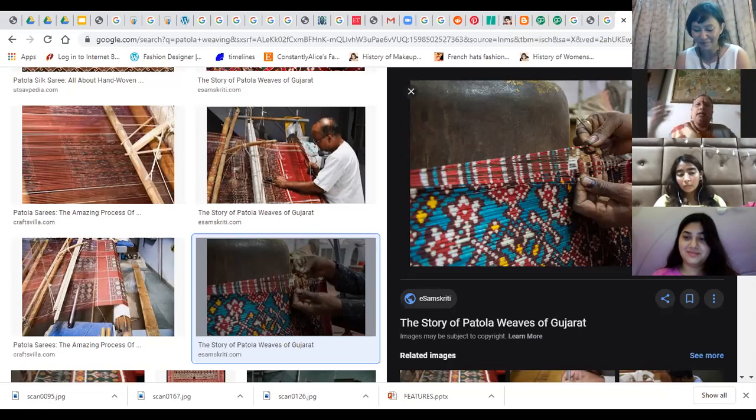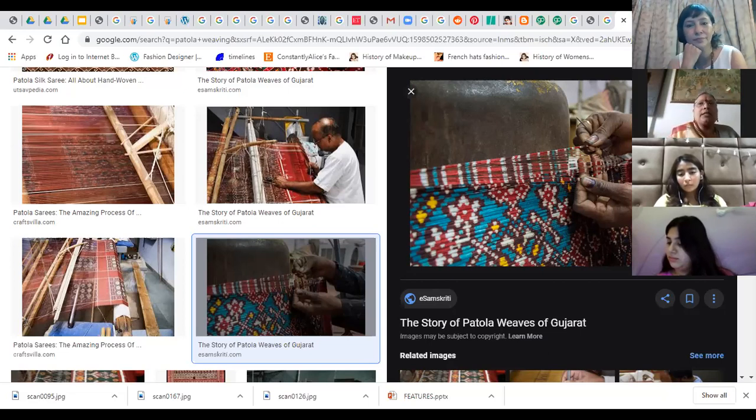Then there is another kind where a similar process is done to the whole of the warp. Now each sari is about 5.5 meters long minimum, if not more. So for 5.5 meters, they have to tie and dye the yarn. Now can you imagine how complex that can be?